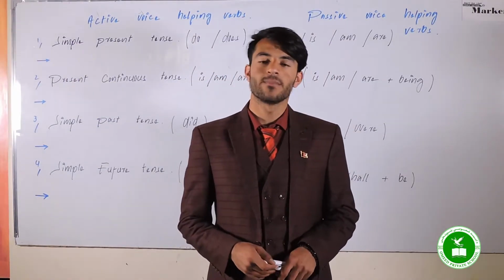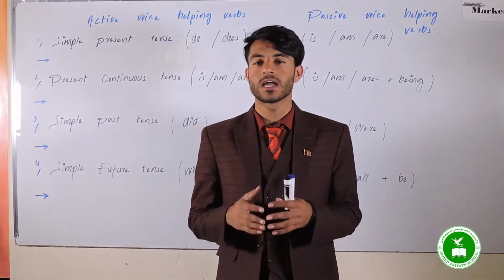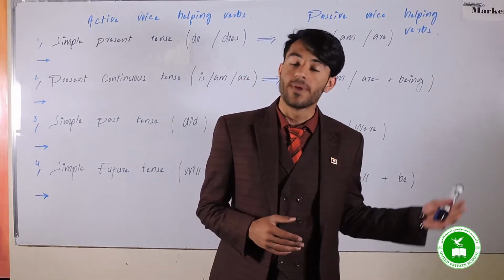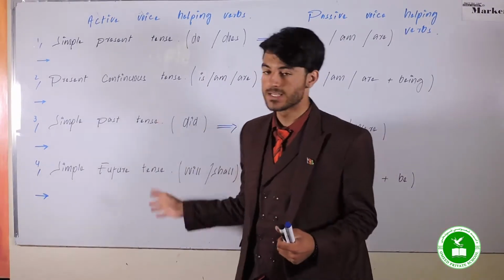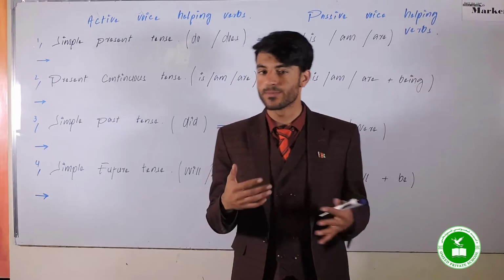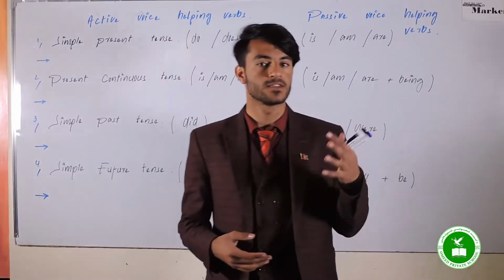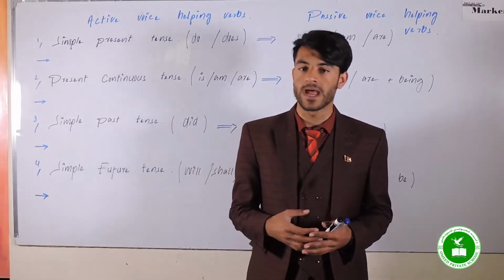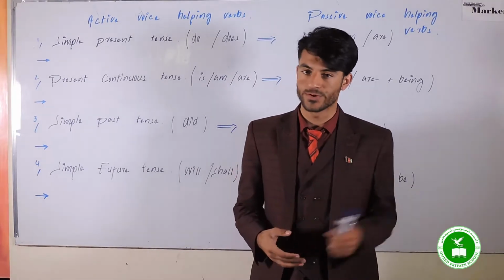Today we are talking about how to change active sentences to passive sentences in these four tenses. The first tense, simple present tense. The second tense, present continuous tense. The third, simple past tense. And the fourth, simple future tense. Okay?